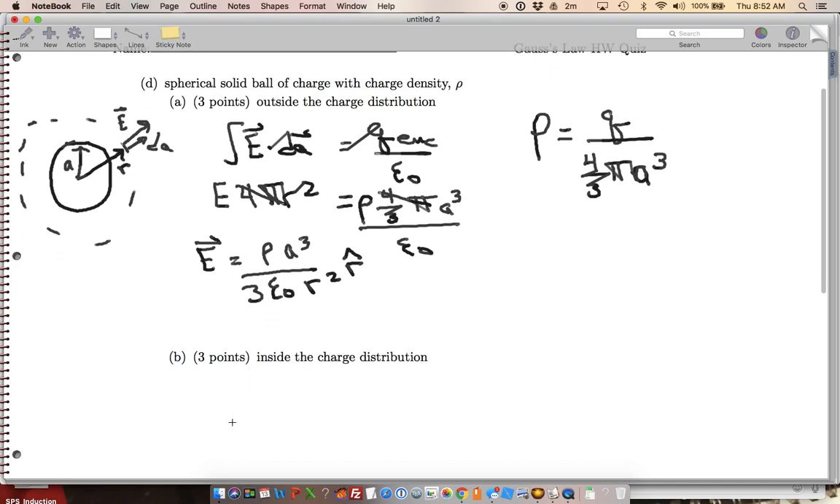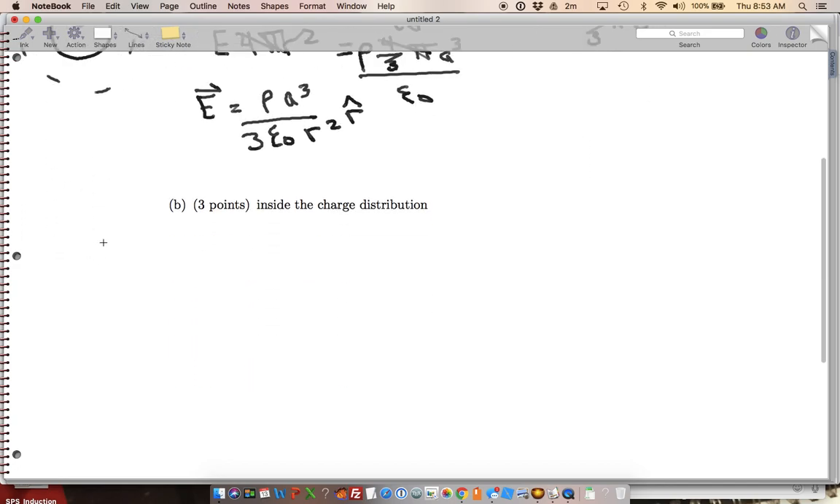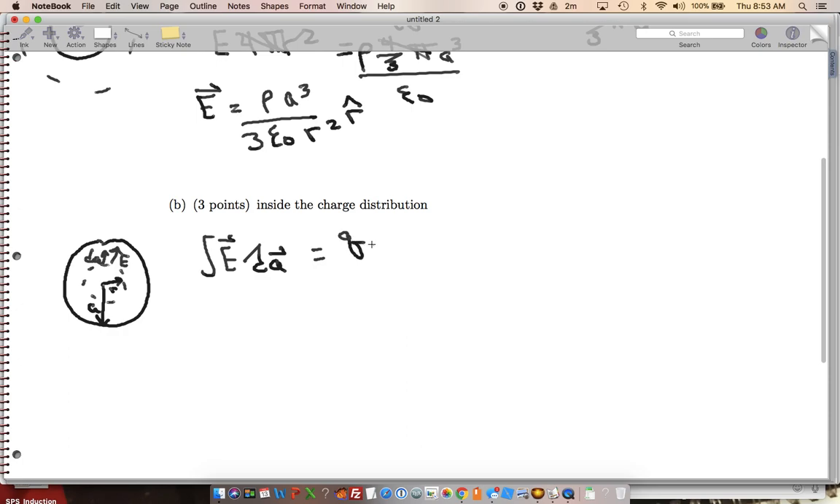And what about inside? Now if I go inside, my Gaussian surface is inside, my E points this way, dA points this way, this is my R, this is my A. So now I have E dotted with dA is equal to Q enclosed over epsilon naught. My E is the same everywhere on the sphere. I still have 4 pi r squared. I go out to the r of the little sphere here.